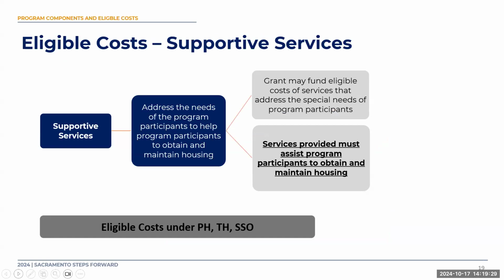So recipients and subs may also use CoC program funds to pay for supportive services that address the needs of participants to help them obtain and maintain housing. This is a primary source of in-kind service match. It's important to note that if it is used as match, just remember that the documentation of those services should show how it links to the participant's housing stability.